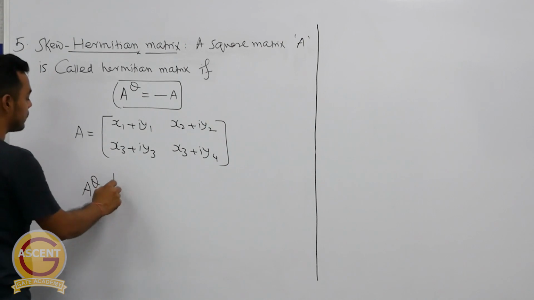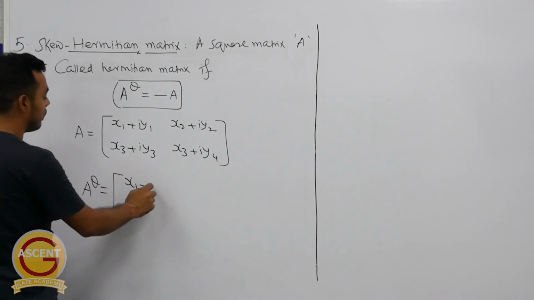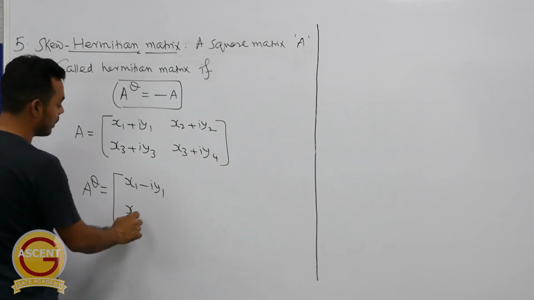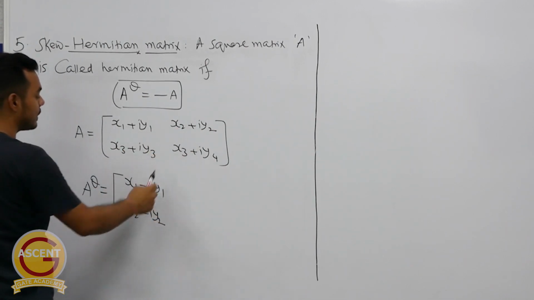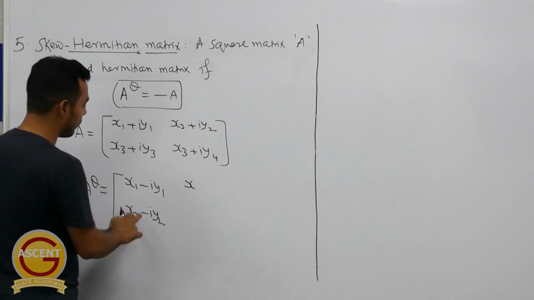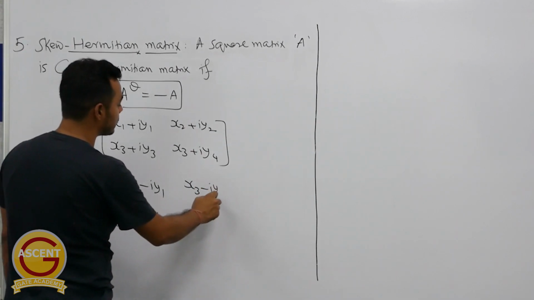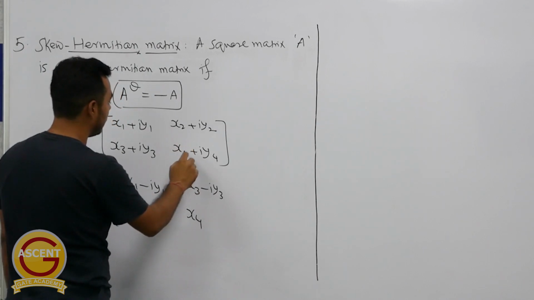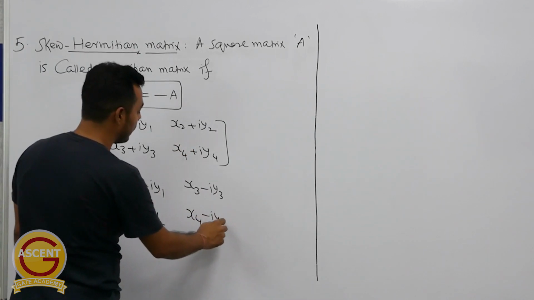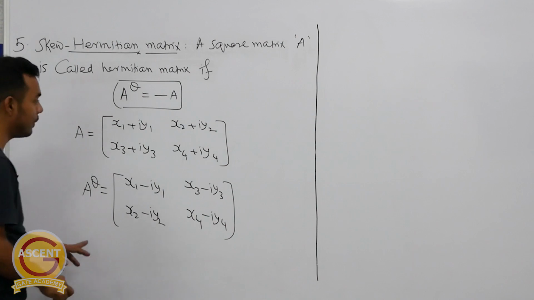So the conjugate transpose of this matrix will be: first row will become first column, and we also have to take the conjugate, so we have to change the sign of all these imaginary parts. So this will be our first column. The second column will be x3 minus iota y3, x4 minus iota y4. So this is the conjugate transpose of matrix A.